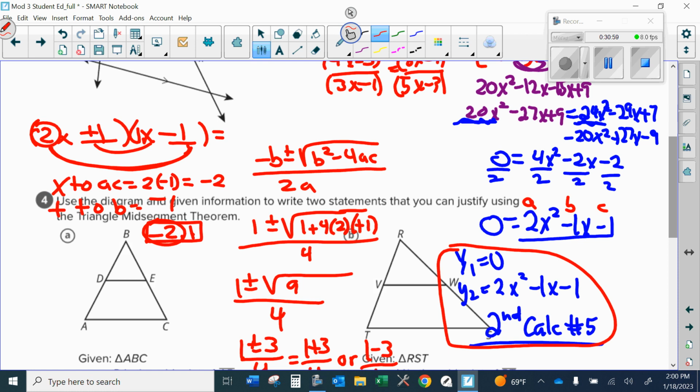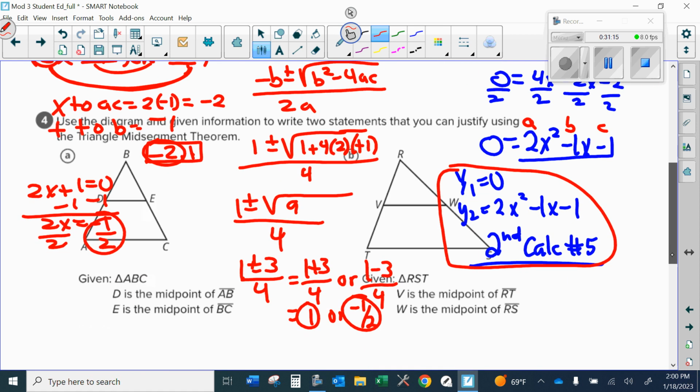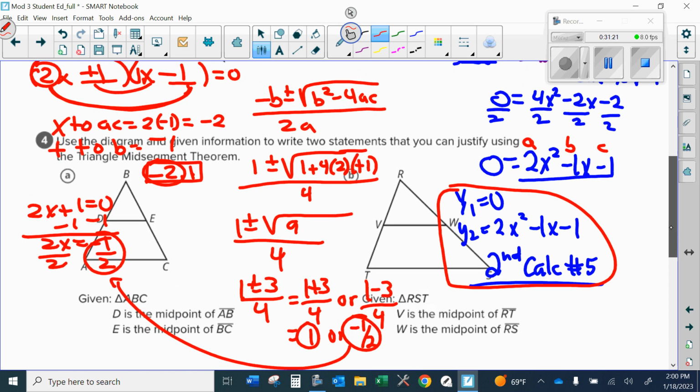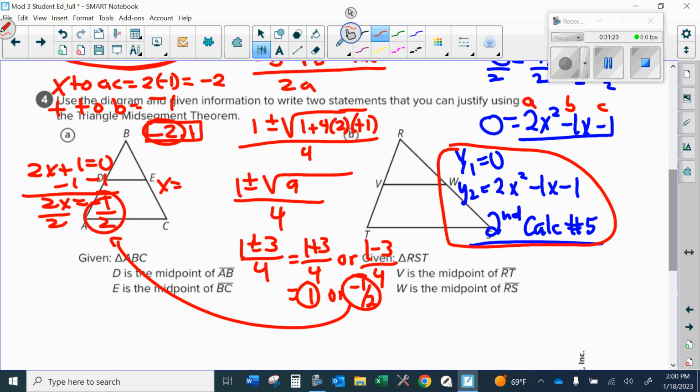And then I said each of those equal to 0. Each, because it's equal to 0, it's an equation. So now I have 2x plus 1 equals 0. Subtract the 1 across and divide by 2. Okay, and there's your negative 1/2. Okay, that we had right here. There's the negative 1/2. And then for the other one, I have x minus 1 equals 0, x equals 1. And there's that one right there.